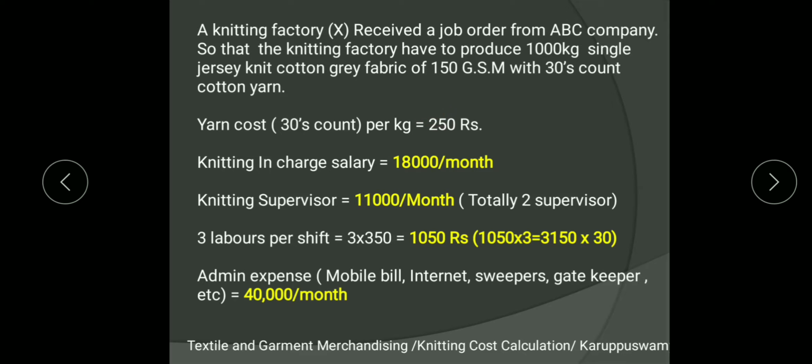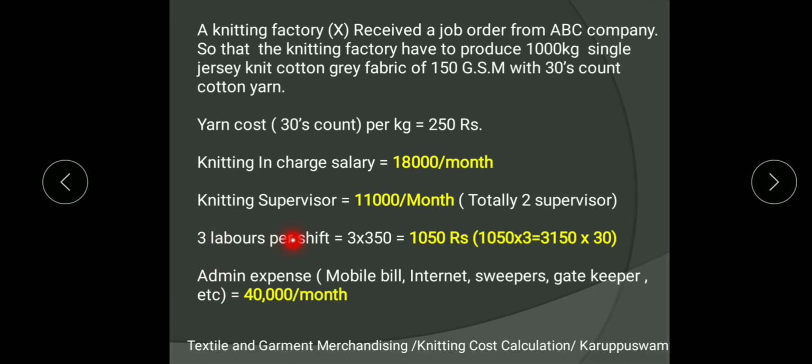Assume that your knitting factory has one knitting in-charge whose salary is around 18,000 per month. He is the one who takes care of the entire operation of your business. You also have supervisors, and you provide 11,000 salary per month. Totally you will have two supervisors. One person will work in the day shift and the second person in the night shift, and you will have 3 laborers per shift to operate the knitting machines.